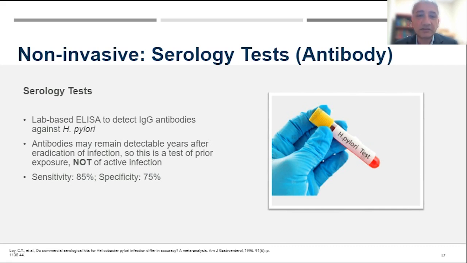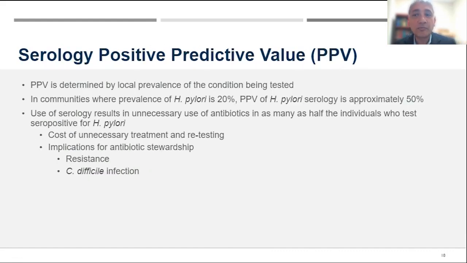The sensitivity of serology is lower, in the range of about 85%, and the specificity is lower still, around 75%. The more telling parameter for serology as far as its inaccuracy is the positive predictive value. Positive predictive value is determined by the prevalence of whatever condition is being tested for in the population that is being tested. Where the prevalence of the condition is low, the positive predictive value is low. If the prevalence is high, the positive predictive value is higher.